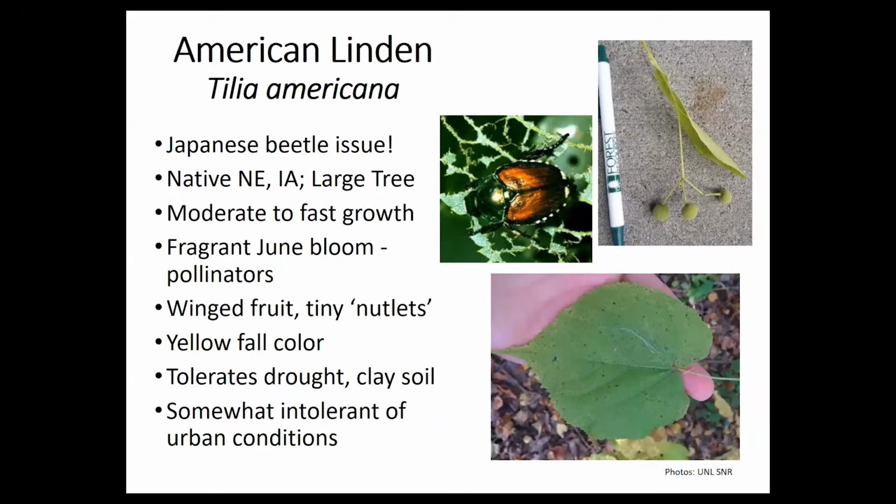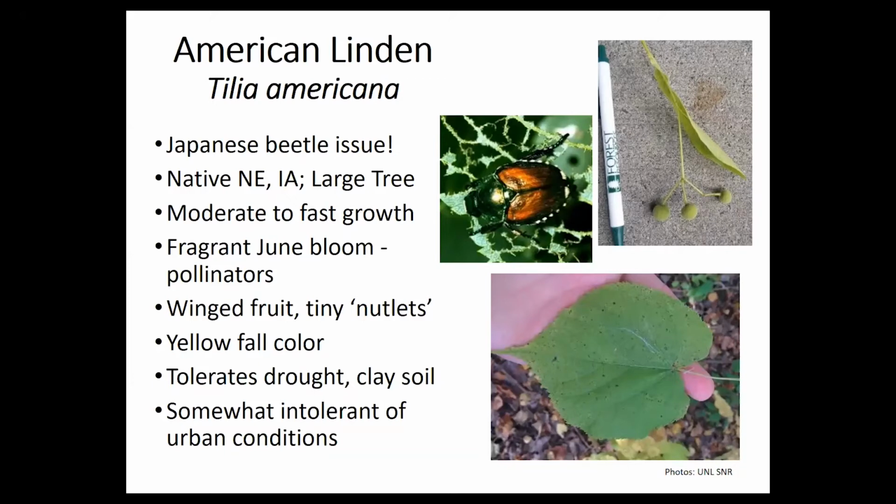American linden, most of the linden trees planted are littleleaf linden. They're overplanted, and they tend to have issues with girdling roots. So American linden, it's a native tree, it's a large tree, and it's considered somewhat intolerant of urban conditions. So it wouldn't make a good street tree, and it probably is not a good tree for small landscapes.